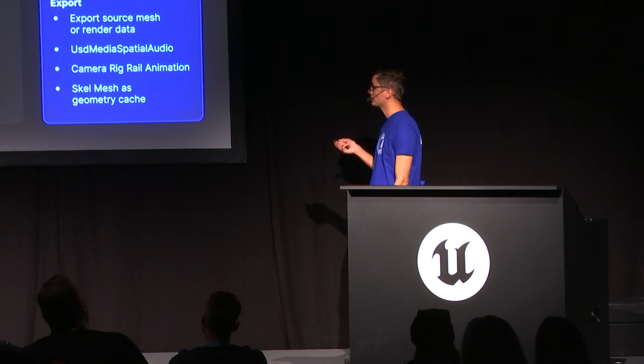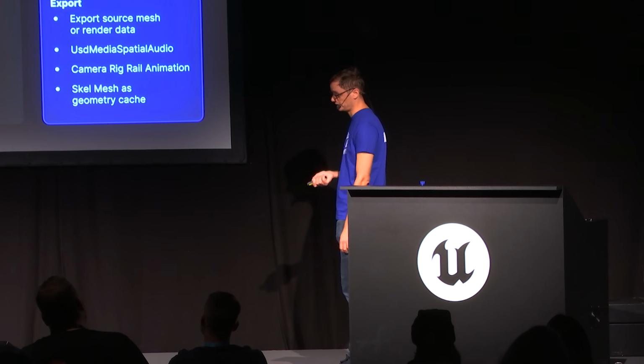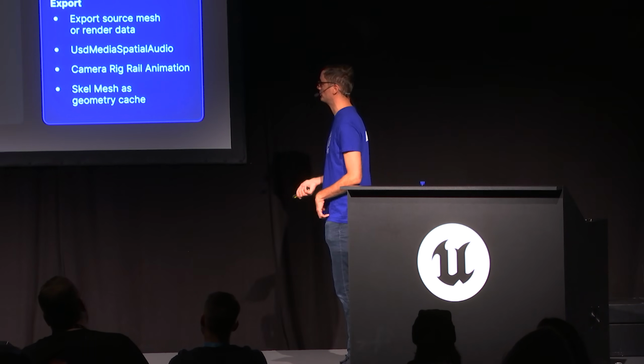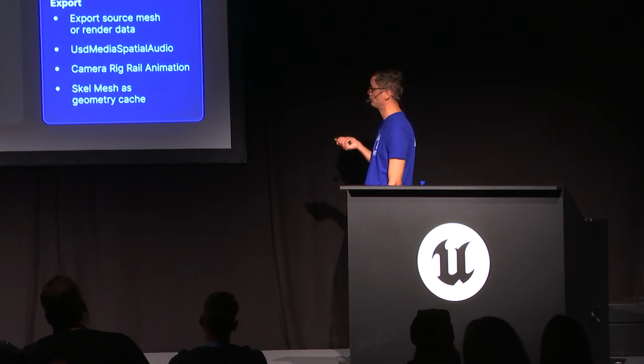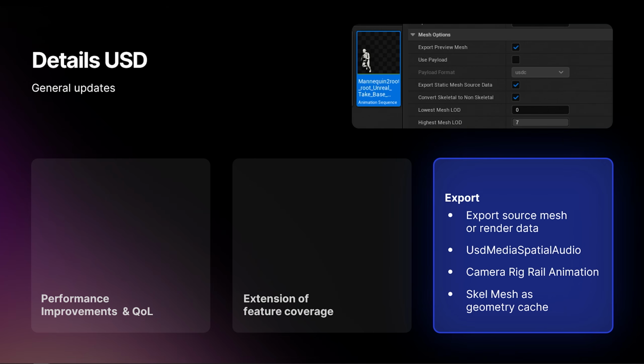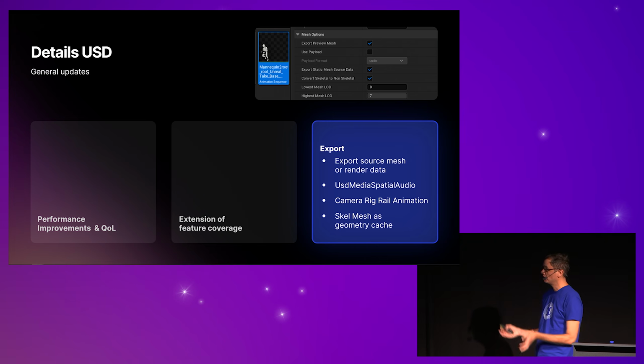And again, for export, if you want to export something from the engine, I would use either glTF or USD. We keep the USD exporter quite up to date in terms of features. The last option we've added is: do you want to export source mesh or render data? That's an issue we had with Nanite, for example. So that gives you the choice to export the Nanite mesh that is stored in the asset or the rendered mesh that you're seeing.